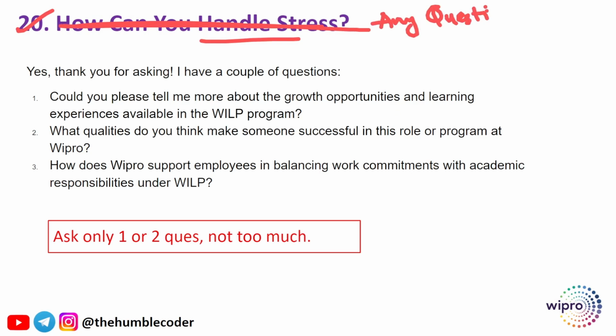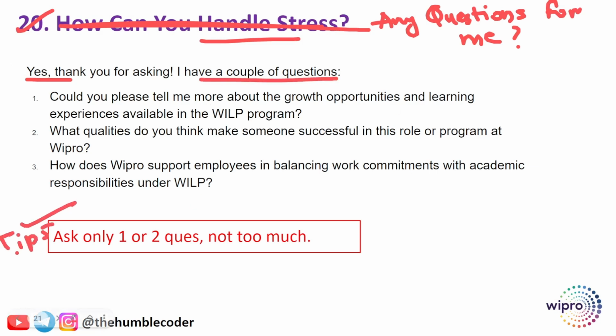Okay, so at the end of the interview, the interviewer will ask you the question, any questions for me or any questions for us. So I would suggest that you never say no. Just always say yes, I have one question. But don't ask too many questions. Okay, this is the tip. Don't ask like 3 or 4 questions. That does not look good. One question is more than enough.